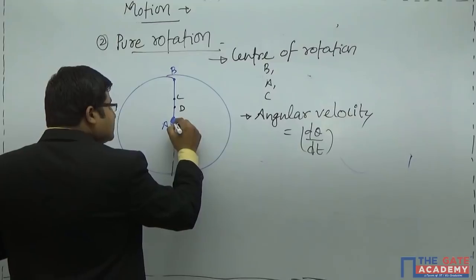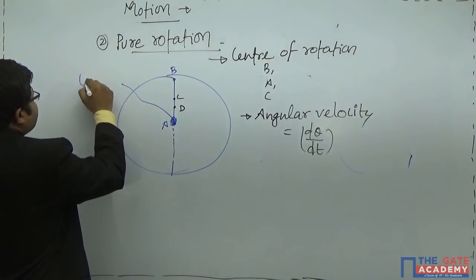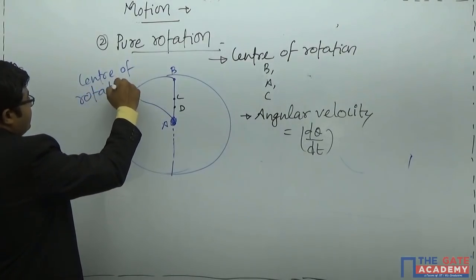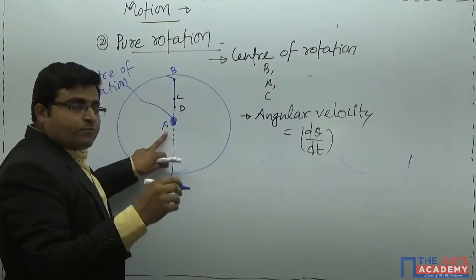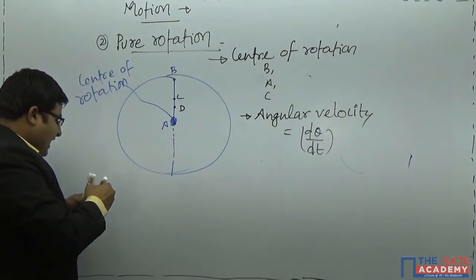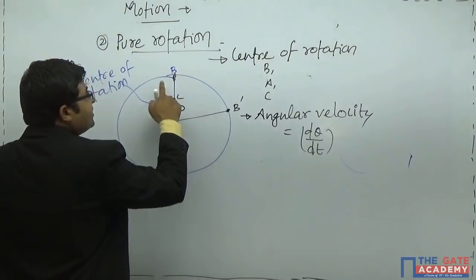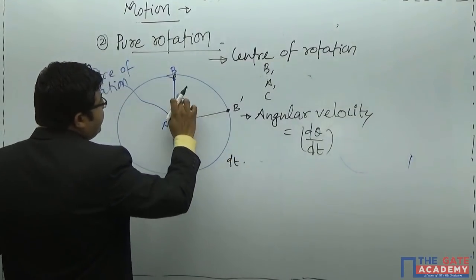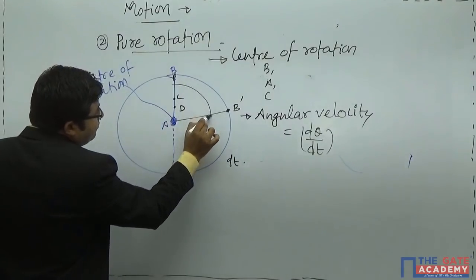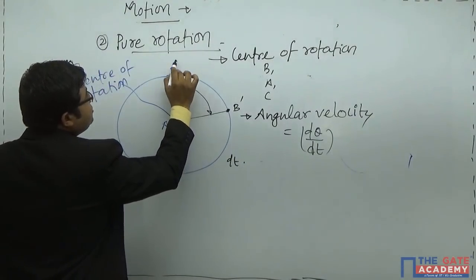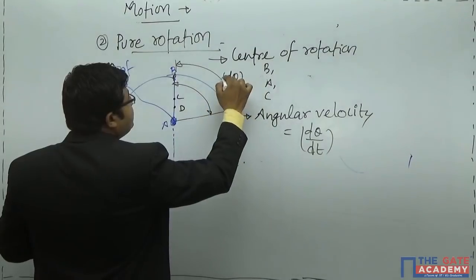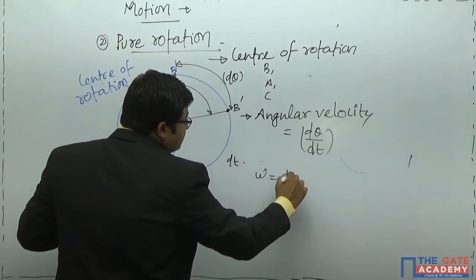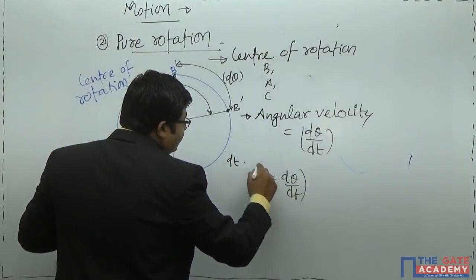In case this is our center of rotation, and suppose this was the initial point V, and in dt time it has covered this particular angular displacement. This displacement is nothing but d theta. So we can write this angular velocity as d theta over dt.